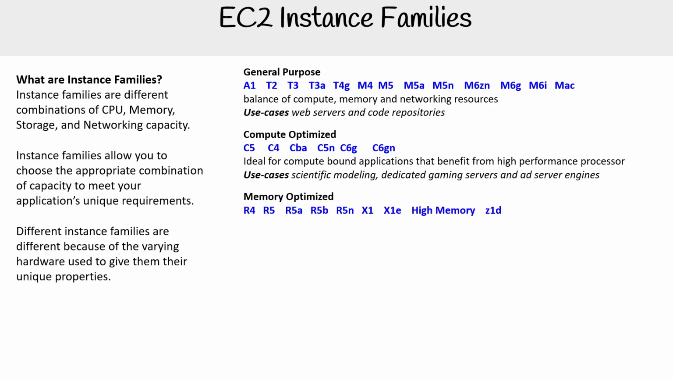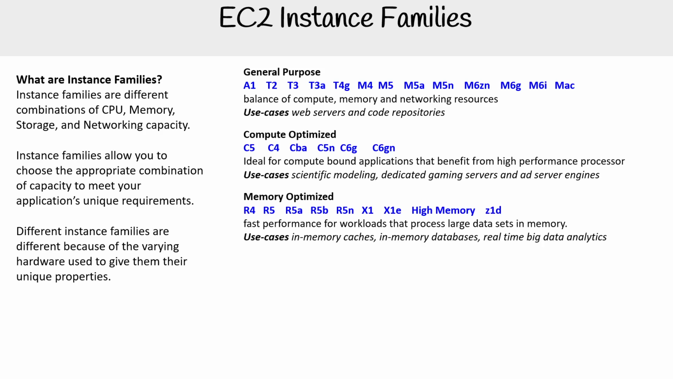We have memory optimized, so that's going to be our R line or X line and the Z line. This is fast performance for workloads that process large data sets in memory. This is for in-memory caches, in-memory databases, real-time big data analytics.